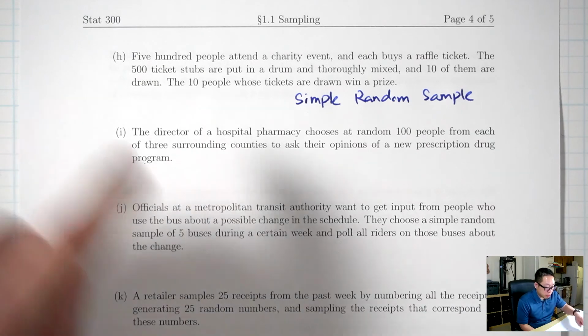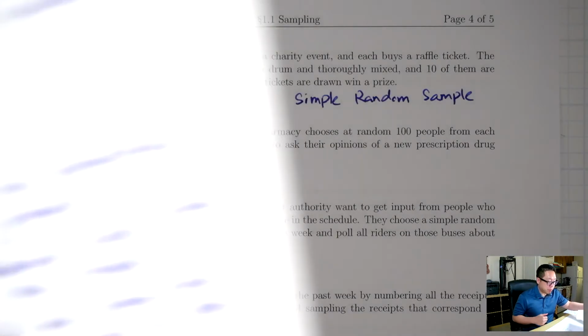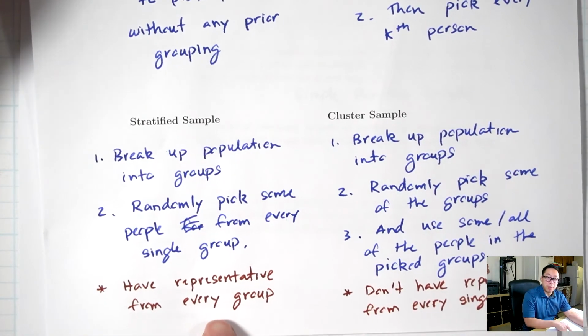Assuming that the 3 counties is everybody, we do have representatives from every single group, right? We have 100 people from each of those groups. So because you do have representatives from every single group, this would be stratified.